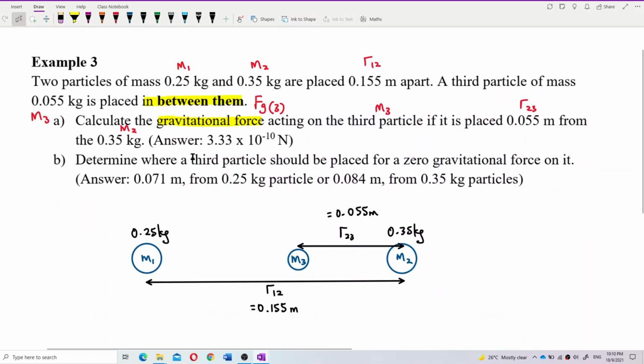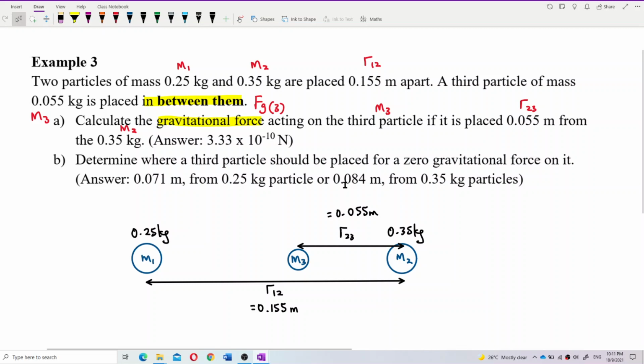See, I've drawn it for you here. This is mass 1, mass 2, 0.155 meter apart. And then mass 3 is in between them, but mass 3 is nearer to mass 2, because R23 is just 0.055 meter compared to the total distance of 0.155 meter. So this is just about 1/3 of it. So we can say that mass 3 is nearer to mass 2. I've also labeled the values for easier reference when you do the calculation.